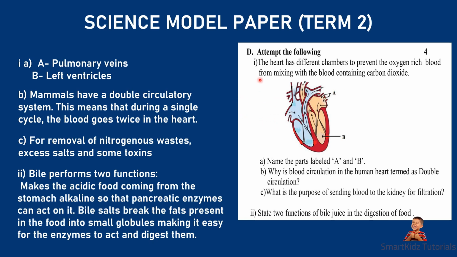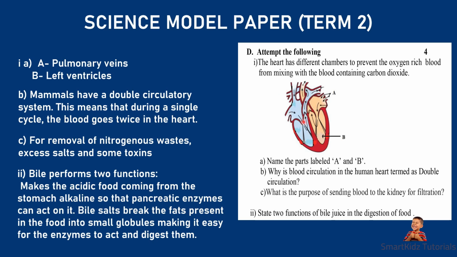Deoxygenated blood comes from the inferior vena cava and superior vena cava into the right atrium, and that goes to the right ventricle, and then is pushed to the lungs. From the lungs it gets purified, and once again it comes back into the heart before being pushed out. So the same blood is coming to this heart twice in its cycle.